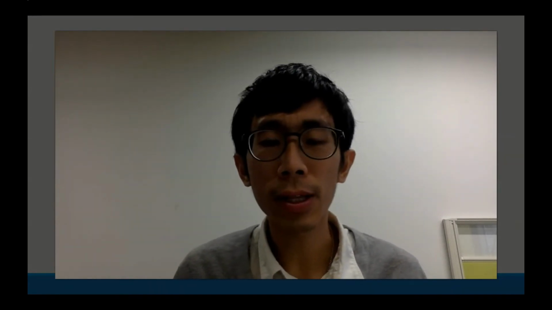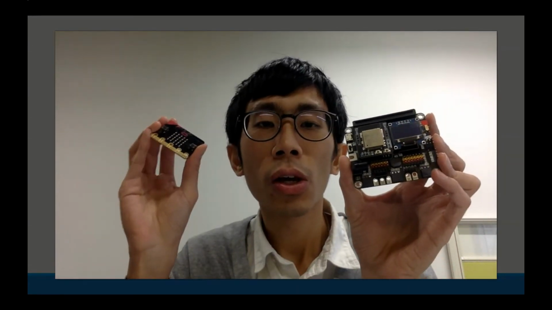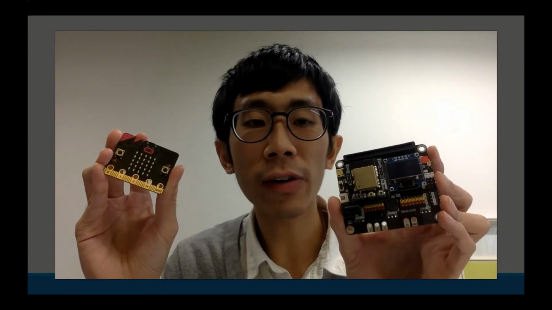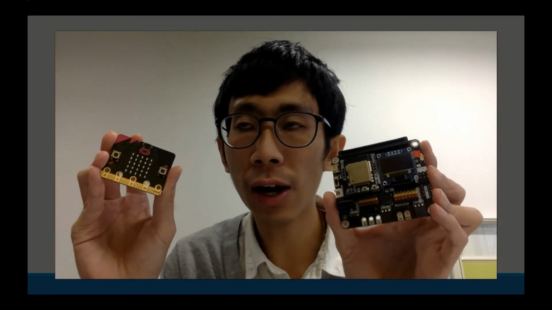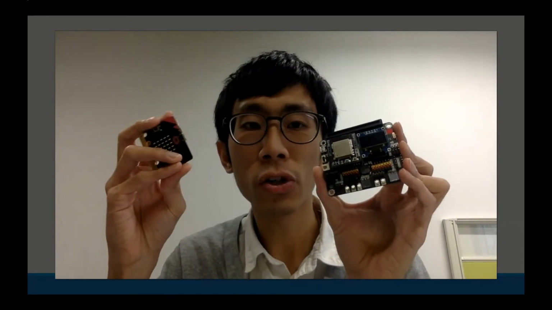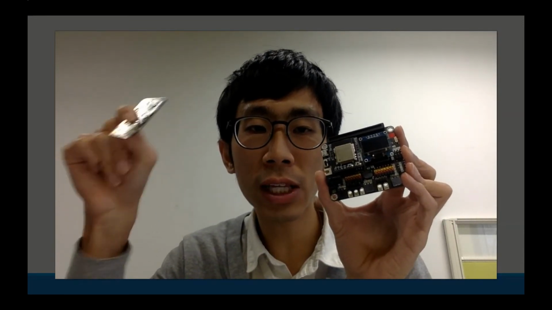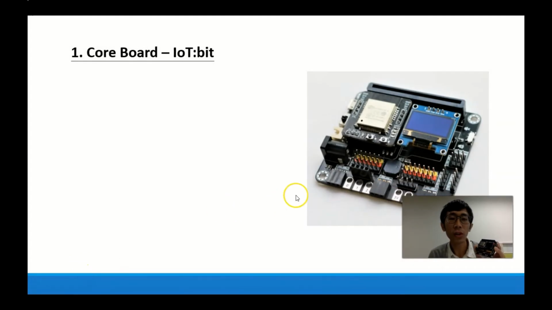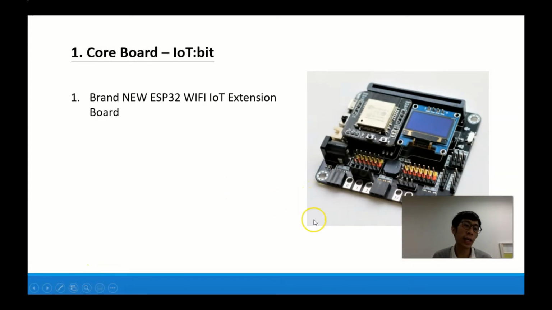What actually is the IoT bit? Microbit is a processor. However, it does not have Wi-Fi ability. This IoT bit is an extension board, an IoT extension board. It extends the ability for IoT. So when we connect this to the microbit, it will have the power to connect to Wi-Fi. That's all. So the IoT bit is an IoT extension board.